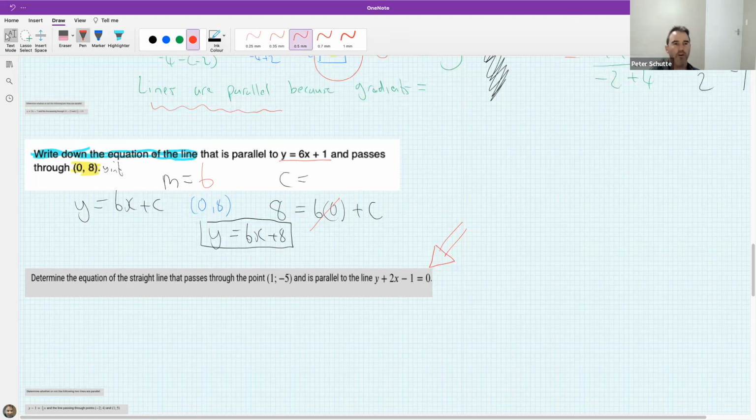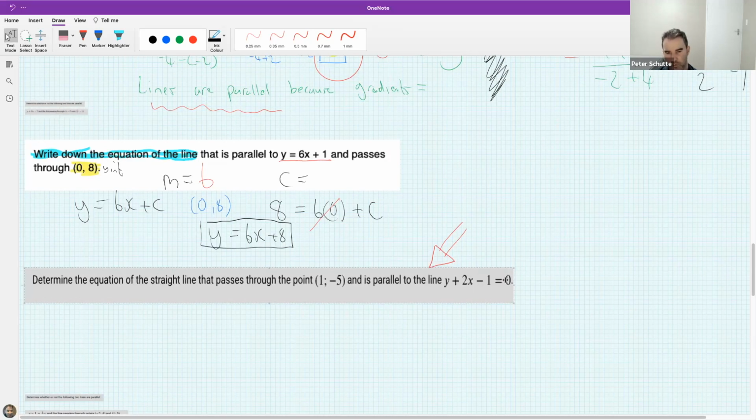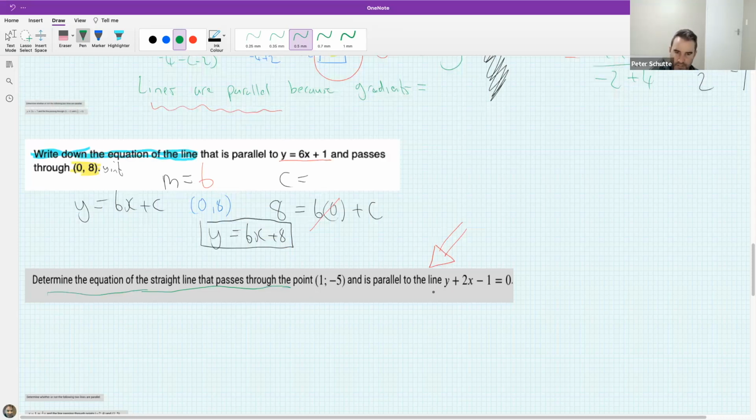If we look at this next question: determine the equation of the straight line that goes through a point and is parallel to y plus 2x minus 1 equals 0. Can you see how there's no question of whether it's parallel or not? It's just a question of find the equation of the line. What would you do to the straight line given here to make your life easier?